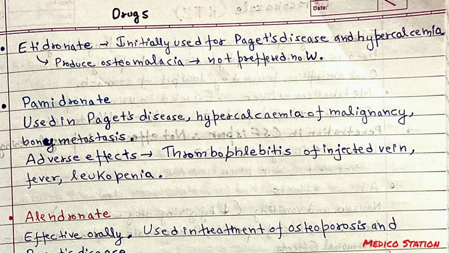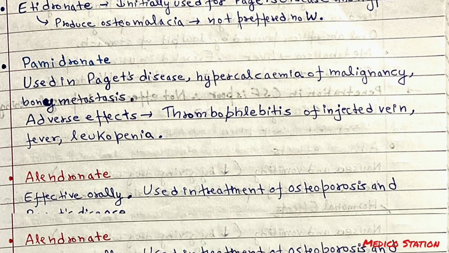Now the individual drugs. Etidronate was initially used for Paget's disease and hypercalcemia, but it produces osteomalacia, so it is not preferred now. Pamidronate is used in Paget's disease, hypercalcemia of malignancy, and bony metastasis. Adverse effects are thrombophlebitis of the injected vein, fever, and leukopenia.